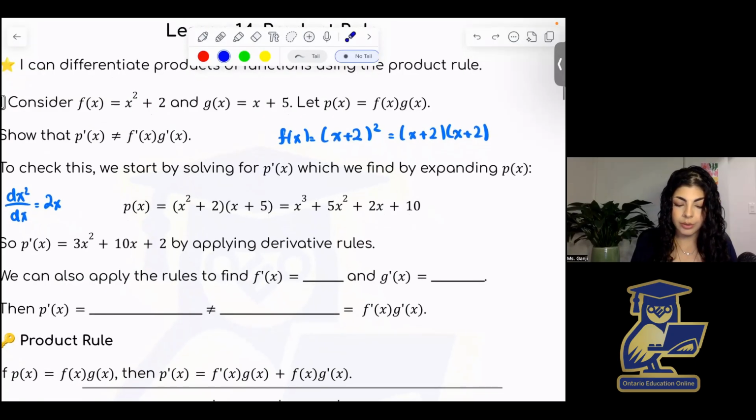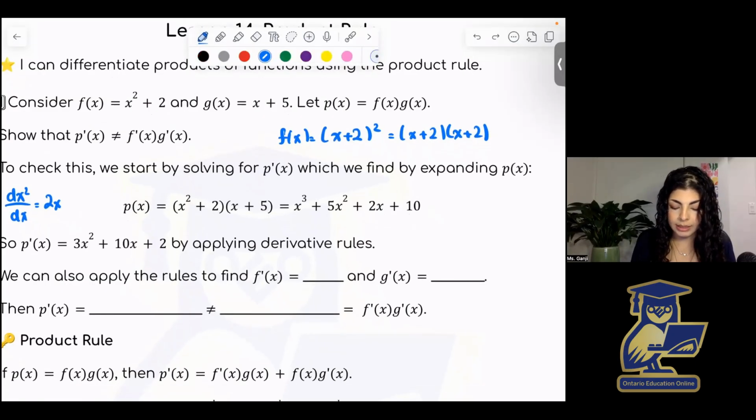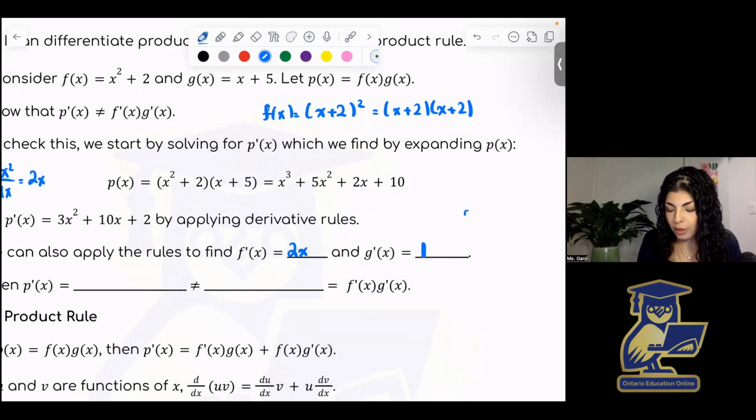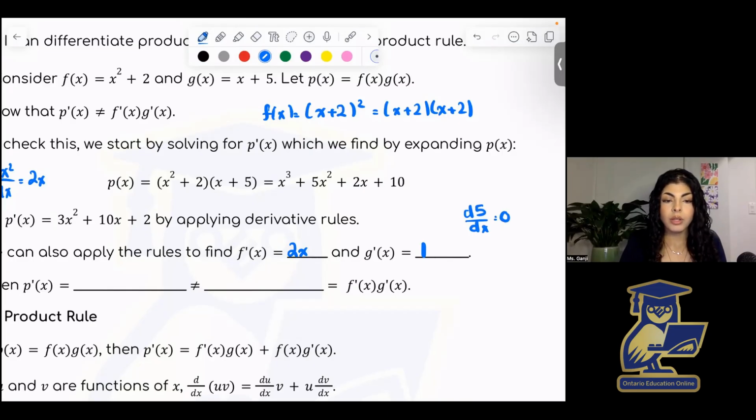Now, let's find the derivative of f of x, which is going to be 2x. So this is just the power rule for x squared, and the 2 is a constant, so it just becomes 0. Now, g of x is x plus 5. So again, by the derivative rules, I'm first applying the sum rule. So d of x is just 1, and the d of 5 by d of x is 0, so this is just 0 by the constant rule.